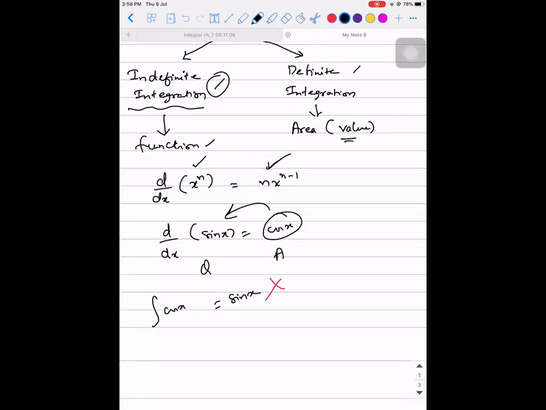What should I ask? Cos x dx. I'm integrating cos x with respect to whom? With respect to a variable called dx. If I write it as the integral of cos x with respect to x, then it is sin x. If I simply put a question like the integral of cos x, you should not say sin x. Integral of cos x with respect to x.